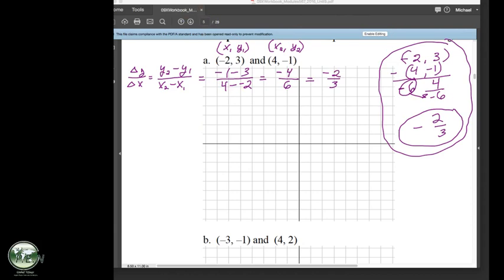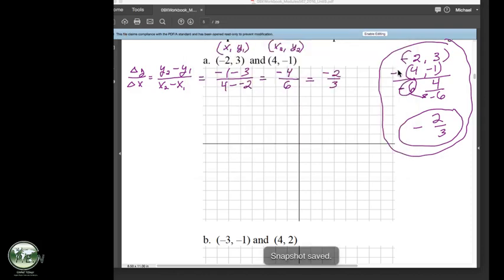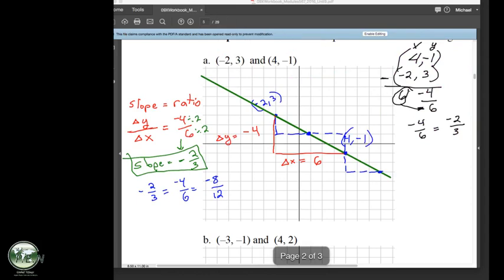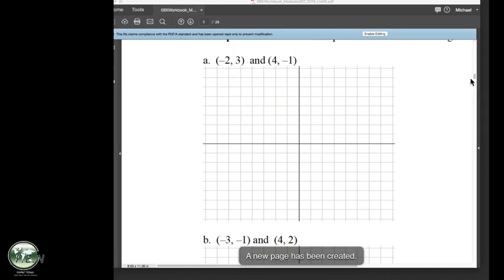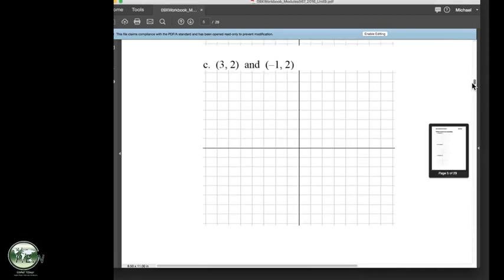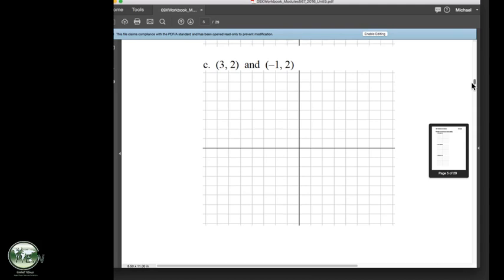So I guess I'll take a picture of this one. And then we'll clear it out. Oops, that's not what I wanted. We'll go forward. I'll get a new page. Okay.